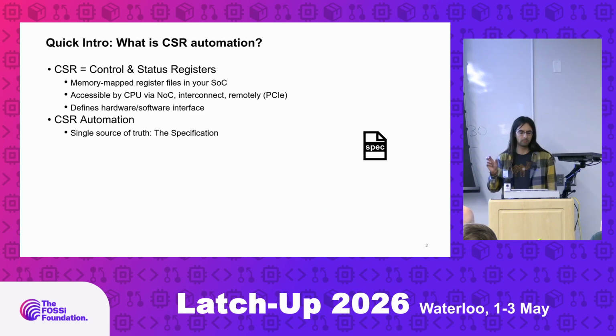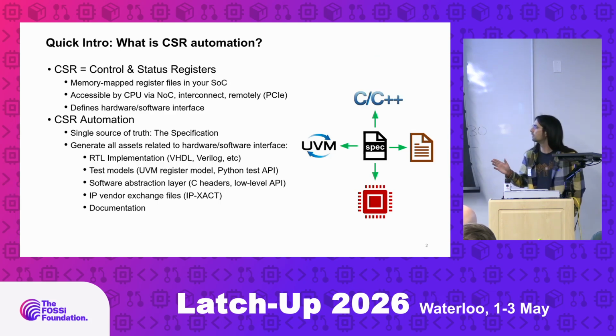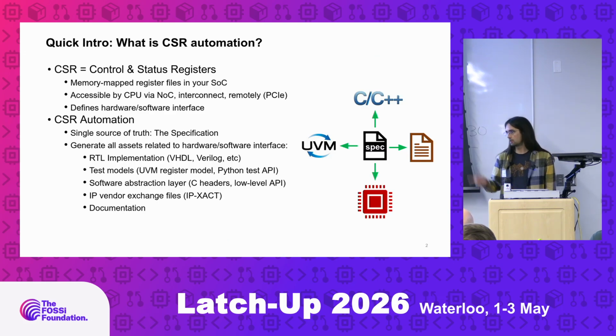So you have a single source of truth, which is the specification, and then from that, you generate a bunch of stuff. And the whole point here is that you're not manually creating these things, you're generating them using some kind of tooling. So whether you're generating your RTL from the specification, test models, UVM, software abstraction layers, whether that's C headers or a PyRAL, and then other packaging files like IP-XACT and documentation.